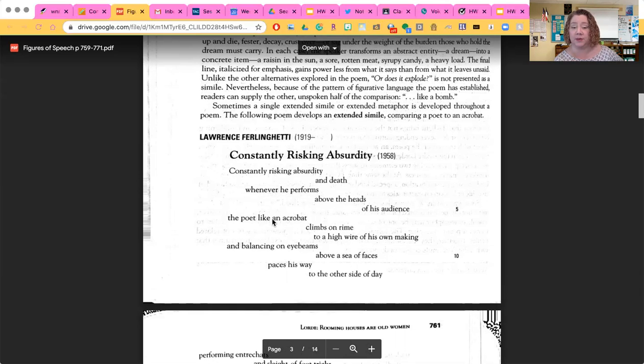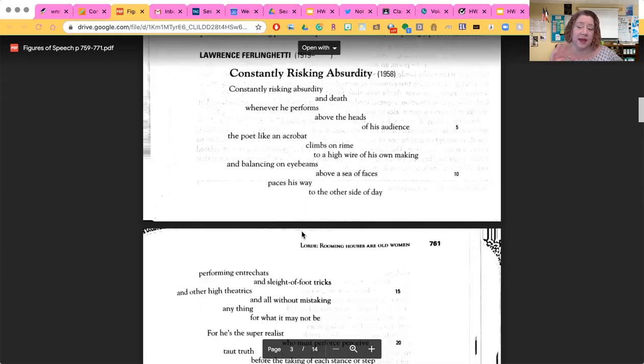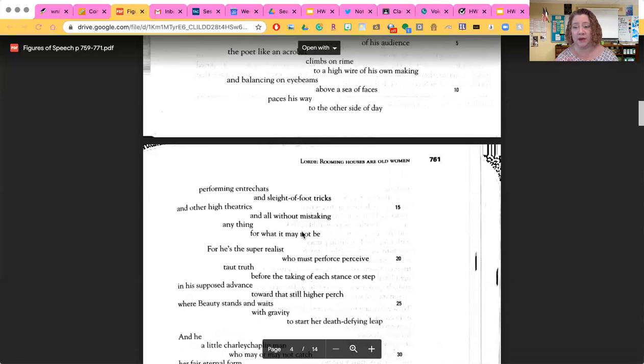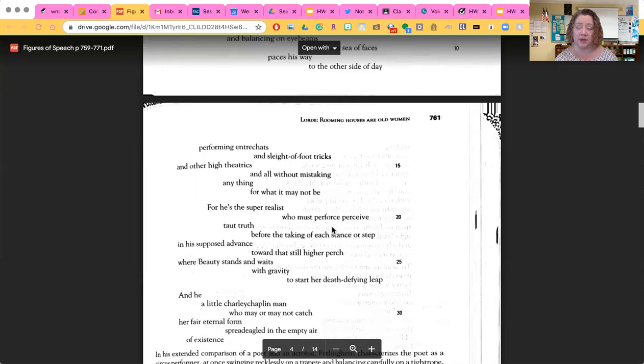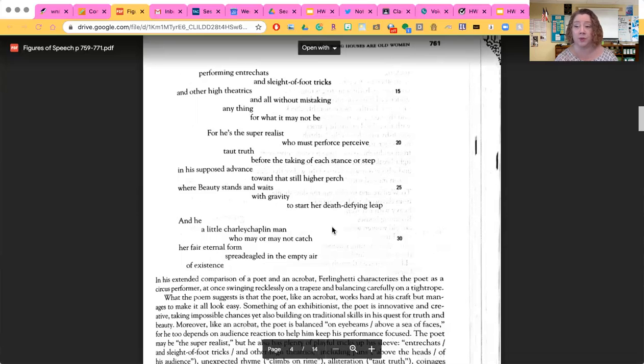And this is an extended simile because we have the poet like an acrobat. But then the whole poem is about all the things that the acrobat does, and we're supposed to relate that to a poet. How is a poet like an acrobat? Not just in one sense, but because it's extended, there are a lot of facets and qualities to the acrobat's job that the poem is saying overlap with a poet and what a poet does. So an extended metaphor or an extended simile in a poem is an opportunity to look at multiple overlapping comparisons. All right, so I'm going to say a poet is an acrobat in all these different ways, and I have to take the rest of the poem to explain them to you.